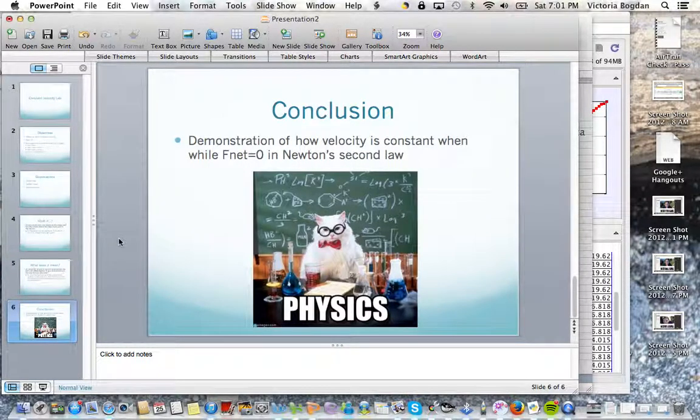So, in conclusion, we demonstrated how velocity is constant when F net is equal to 0 using Newton's second law.